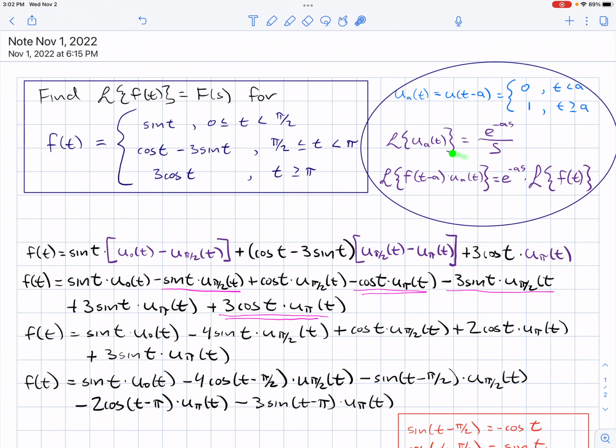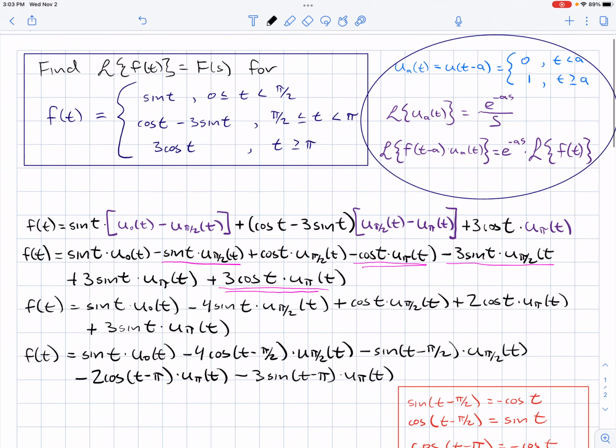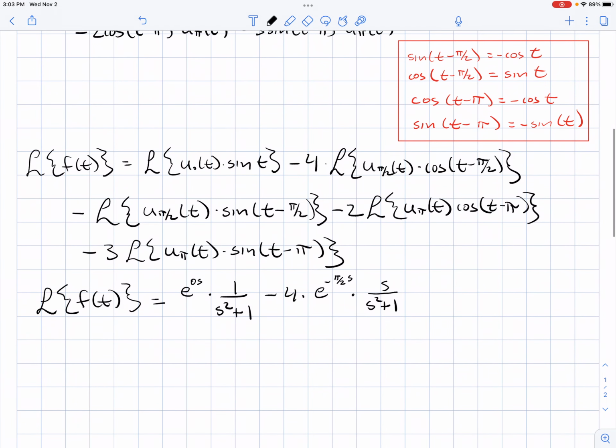We manipulated our functions to have this f of t minus a times the step function at a, and now we're able to just manipulate it. We know our a of the step function, and now we know the main function we're basing it off of, so we could use the Laplace of those. And our functions are of cosine and sine, so that makes things a lot easier too.